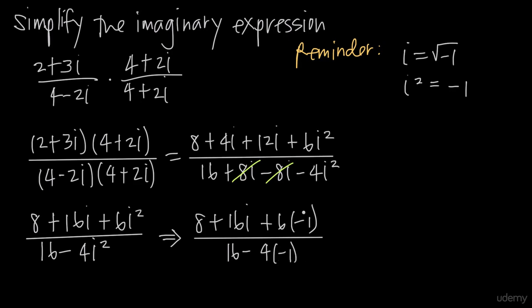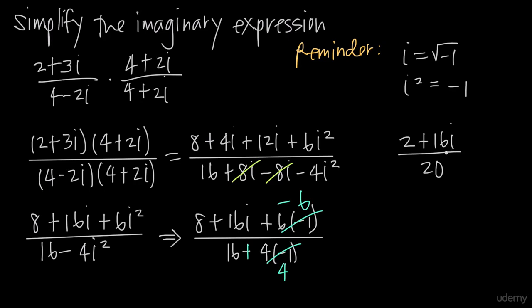Now you can see we have 6 minus a negative 1. That's going to turn into a minus 6. Here we have 4 times a negative 1. That's going to turn into a minus 4. Because we have a minus negative 4, that's going to turn into a plus 4. So a plus 4. Now when we simplify here, we have 8 minus 6, or 2, so 2 plus 16i. And then in the denominator, we have 16 plus 4, or 20. So we have our fraction simplified.